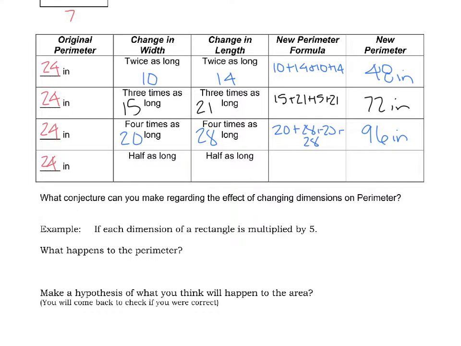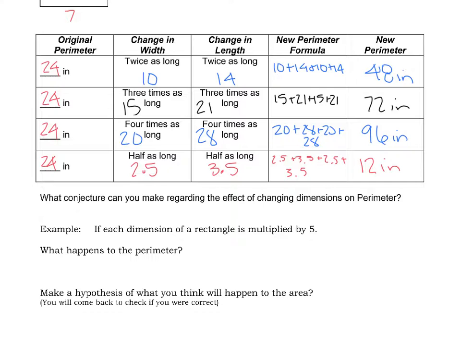Okay, and the next one here, again, original is 24. We're going half as long, so half of 5, give us a decimal, 2.5. And then half as long as 7, it's also going to be a decimal, 3.5. So when I write this out, we have 2.5 plus 3.5 plus 2.5 plus 3.5. When we add that all up together, we get a perimeter of 12 inches.